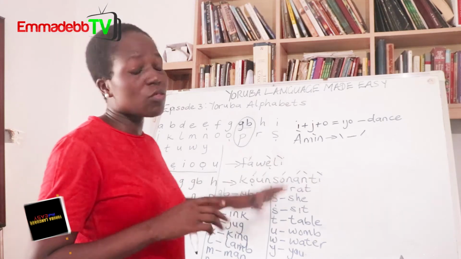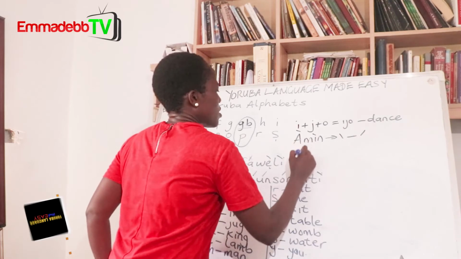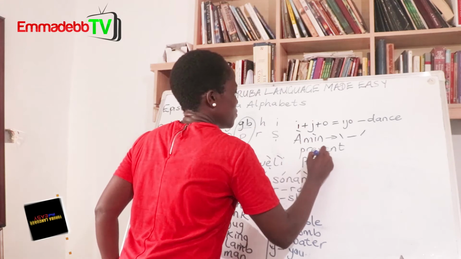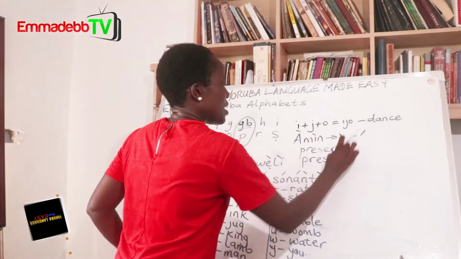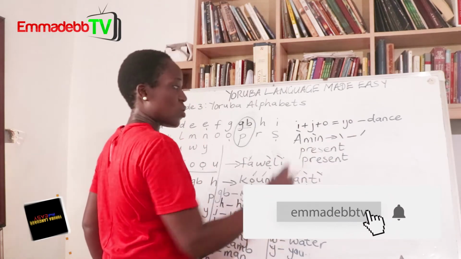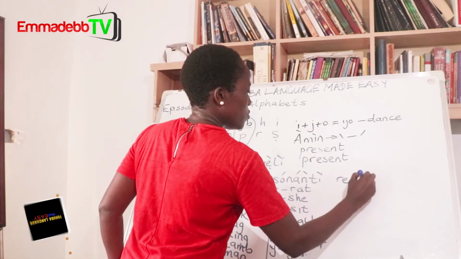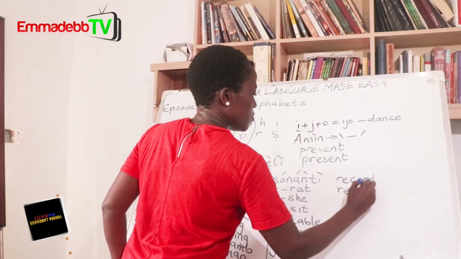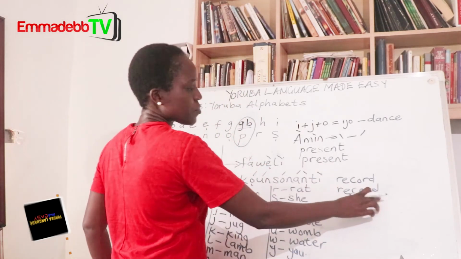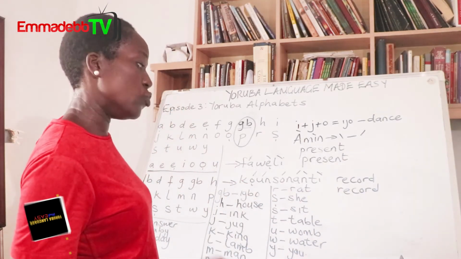We also have this in the English language, with words like present and present. They have the same spelling, but different pronunciation and different meaning. Present and present. We have record and record. They are spelled the same way, but have different pronunciation and different meaning. Likewise, we have words like that in the Yoruba language.